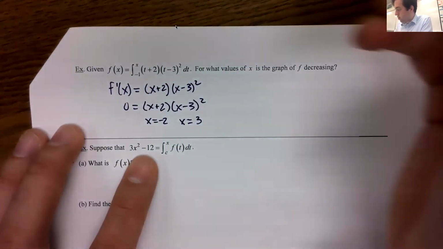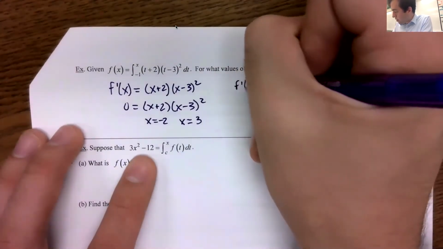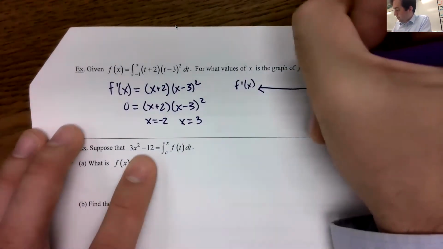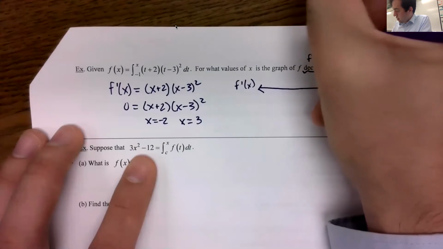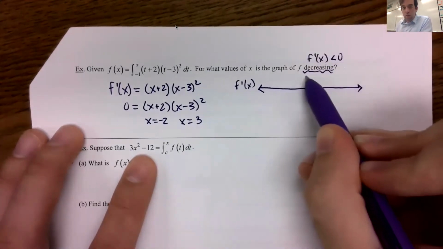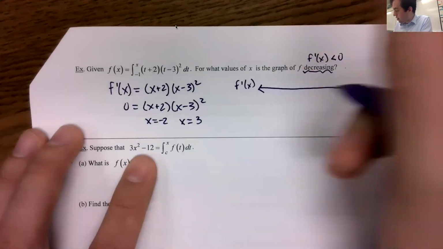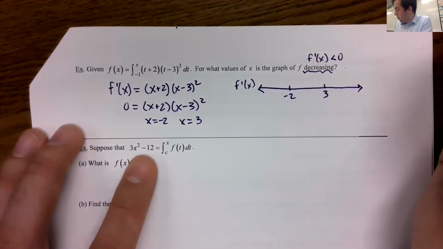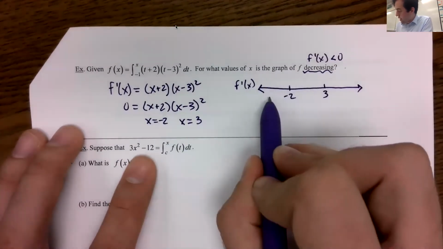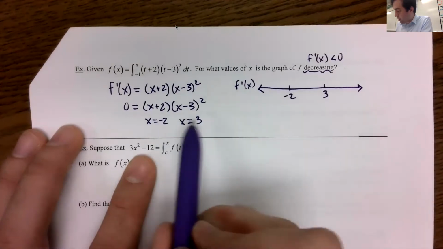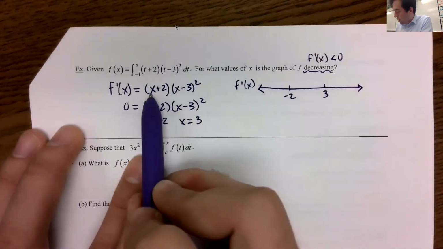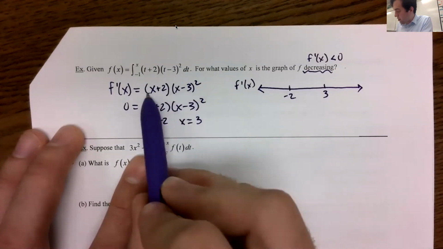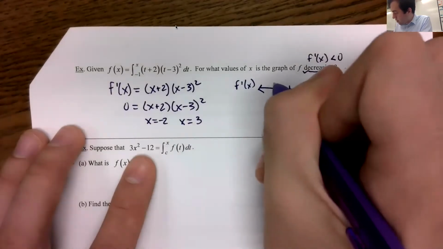So we got -2 and 3, and we're going to set up a sign chart for f prime. Because if f prime is less than 0, that's when f is decreasing. We know that. So we have the numbers -2 and 3 on our sign chart. If we plug in a value lower than -2, for example, -3, we're going to end up with a negative here and a negative here. So it's a negative times a negative times a negative. That's going to be negative.